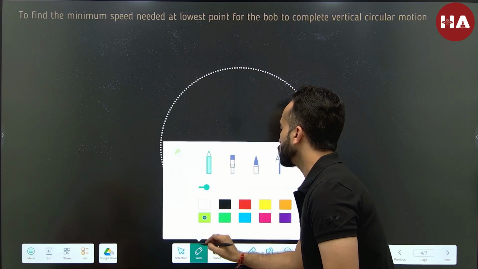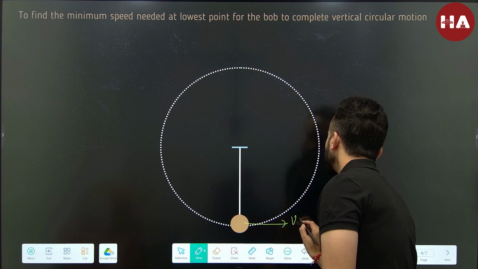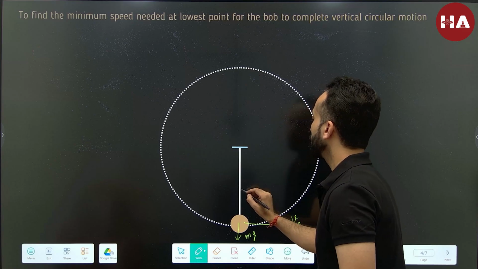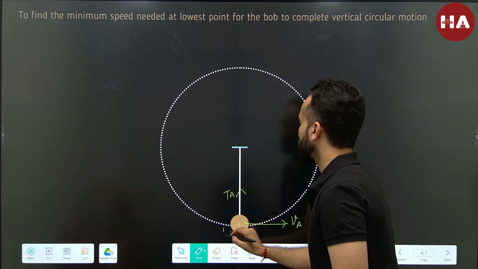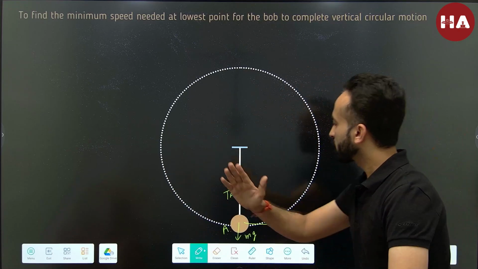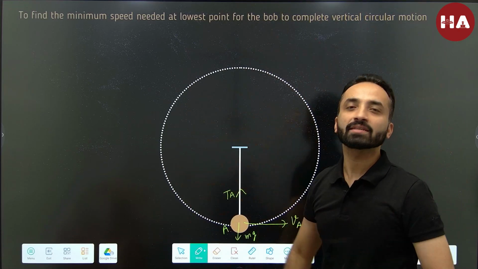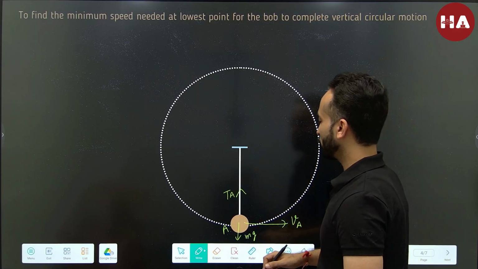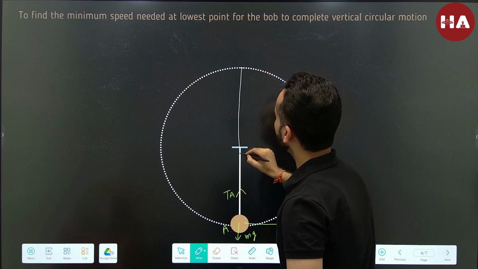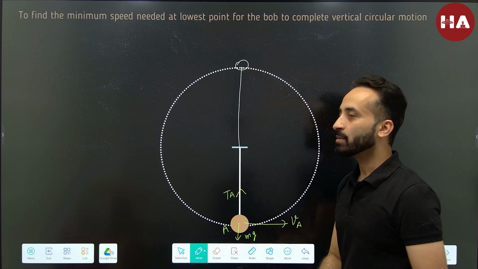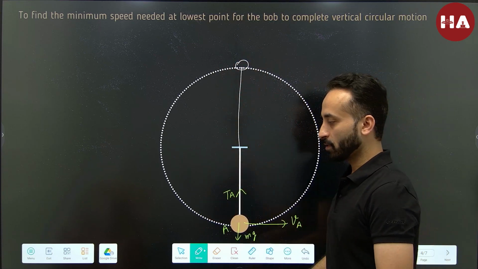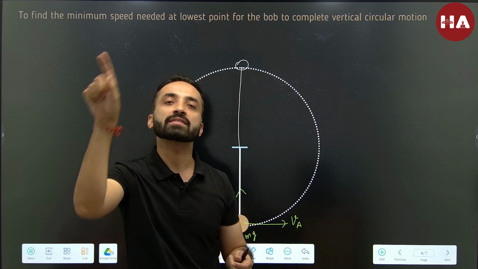How much velocity is to be given at the lowest position, let's say A, where of course mg is acting in the downward direction, and T, let's say TA, is acting in the upward direction. So what I'm doing is, we have to give it an impulse, give it a momentum, give it a velocity so that it completes the circle. When you say it has to complete the circle, obviously the thing that should come to your mind is the highest point, because this is the point where its velocity is going to be minimum.